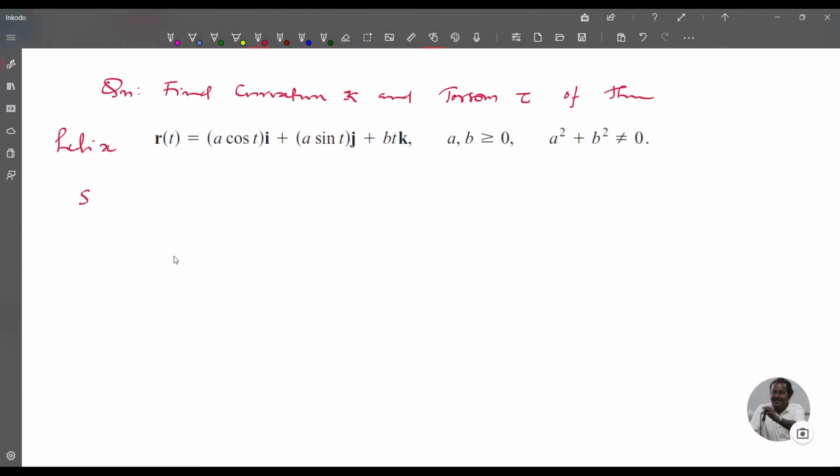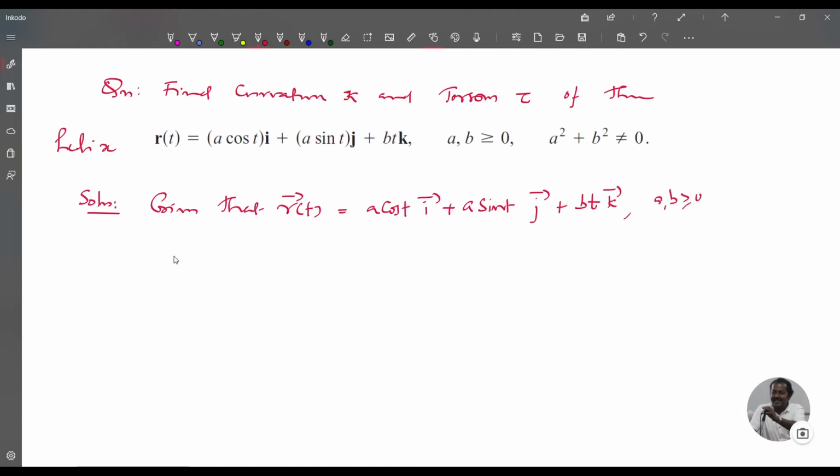Solution: given that r of t is equal to a cos t i plus a sin t j plus b t k, a, b greater than or equal to 0, a square plus b square not equal to 0. This is given. We have the formula for curvature: kappa is equal to modulus of v cross a divided by modulus of v cube.